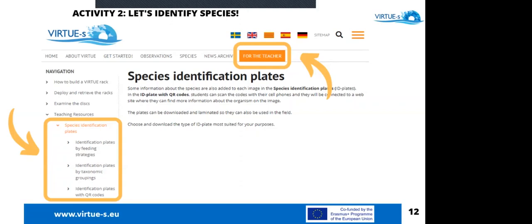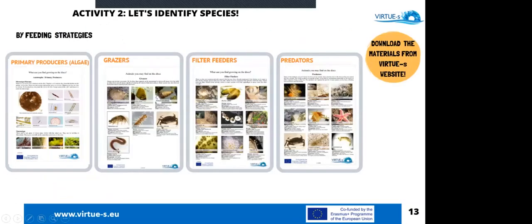And identification of species is known to be tricky sometimes, but with little helps, it becomes accessible to everybody. On Virtu's website, you can find extra help in the form of identification plates. So if you go in the section for the teacher, you will see on the menu on the left, species identification plates. And for instance, you can find plates by feeding strategies, where you can find information about different groups.